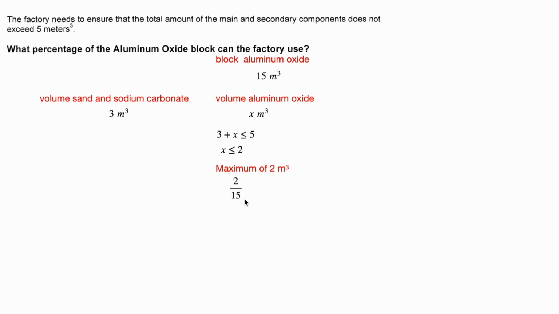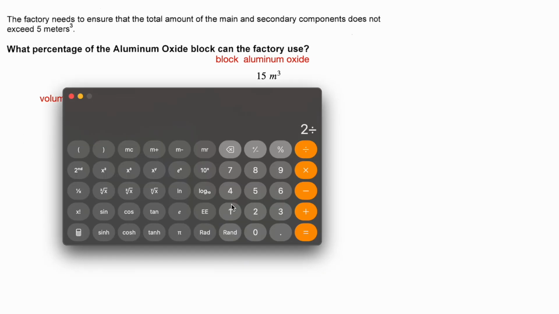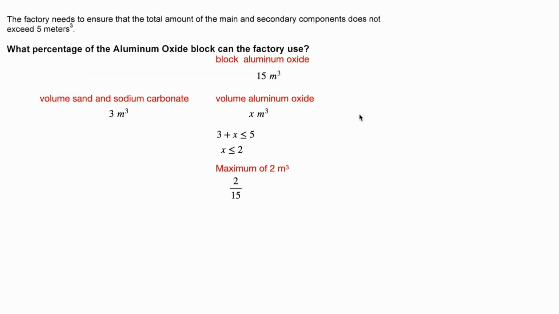2 out of 15, I'm going to divide that on my handy dandy calculator. 2 out of 15 is 0.13 repeating as a percent. Multiply that by 100, that's 13.3 repeating percent. What percentage of the aluminum oxide block can the factory use? 13.33%. And that's it for the exam. Have a good day.